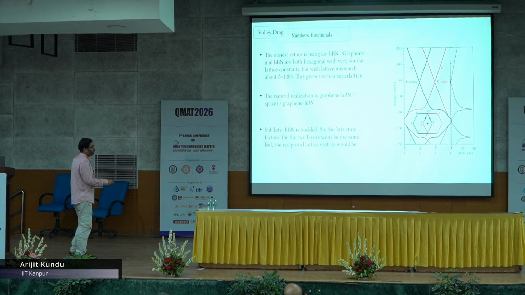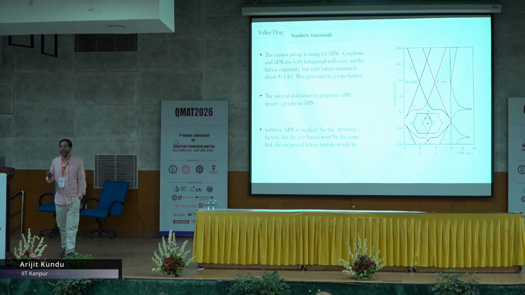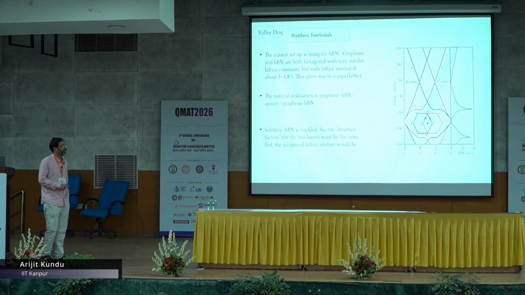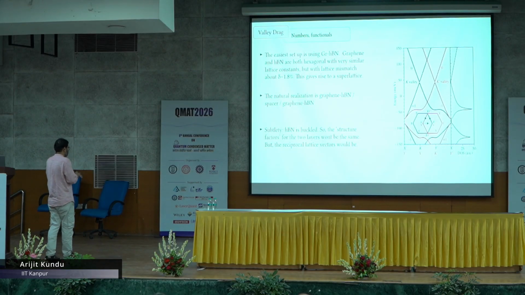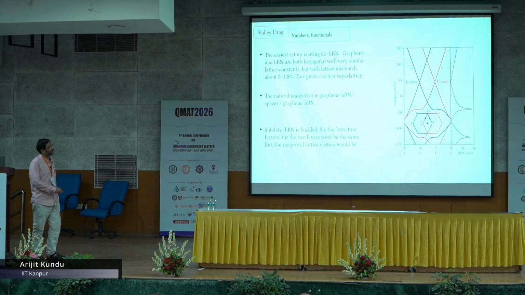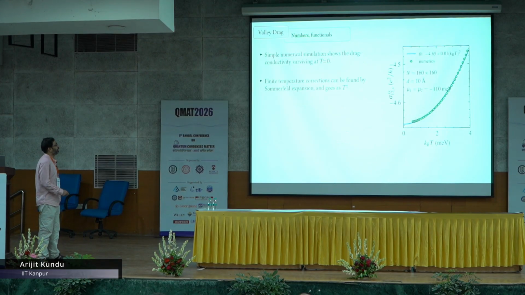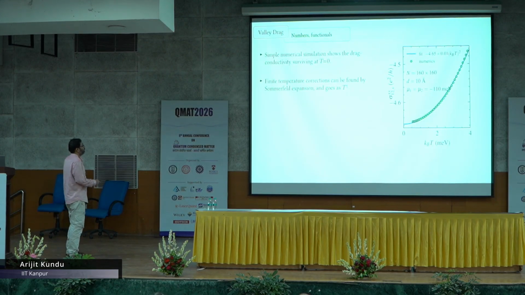Very close to Van Hove singularity, you can have more non-trivial temperature dependence, which I am not showing here, which itself is an interesting aspect. But away from Van Hove singularity, you will not be dealing with such a non-trivial temperature dependence, and you can do Sommerfeld expansion safely, and you can show that the drag goes as T square.